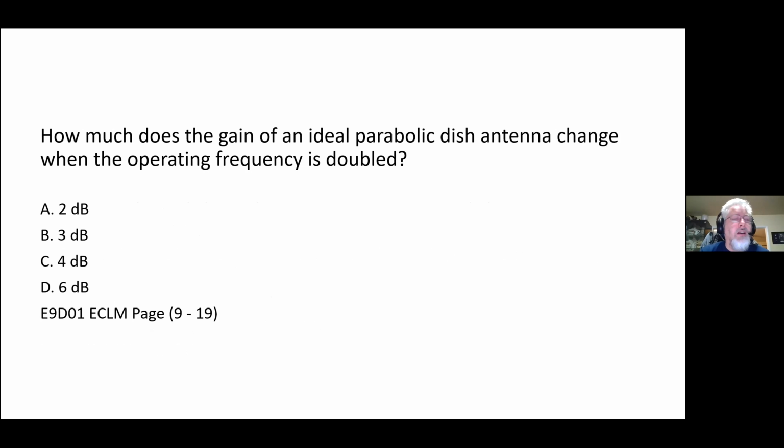How much does the gain of an ideal parabolic dish antenna change when the frequency is doubled? A, 2 dB, B, 3 dB, C, 4 dB, or D, 6 dB. Delta is correct.